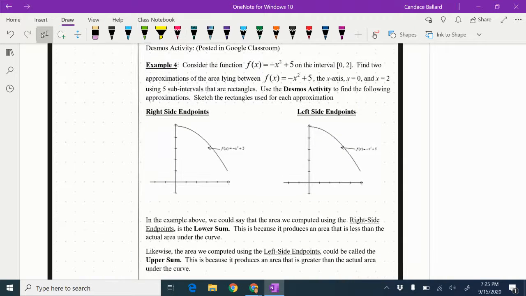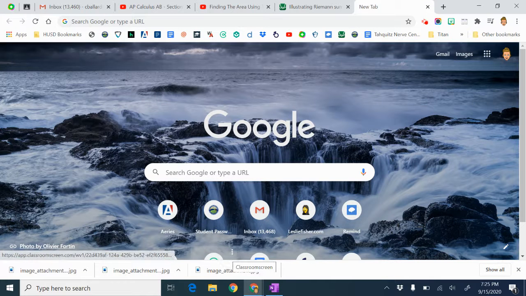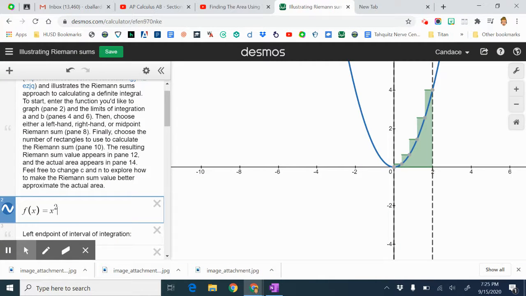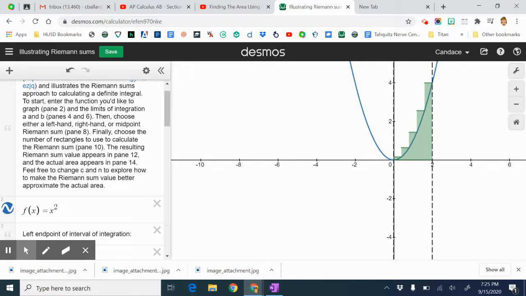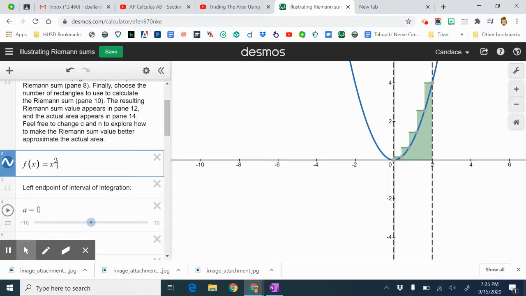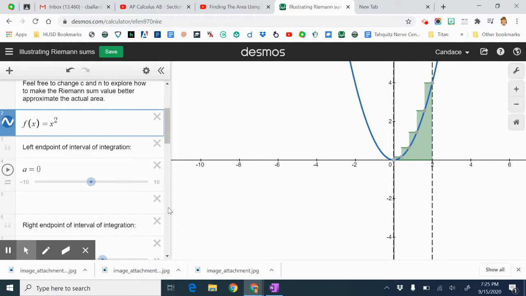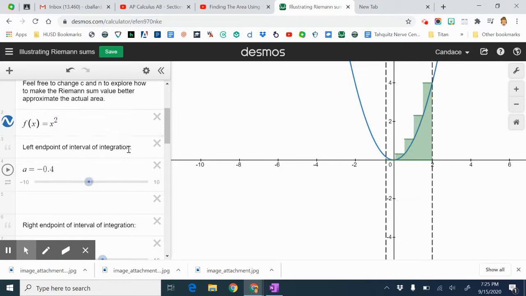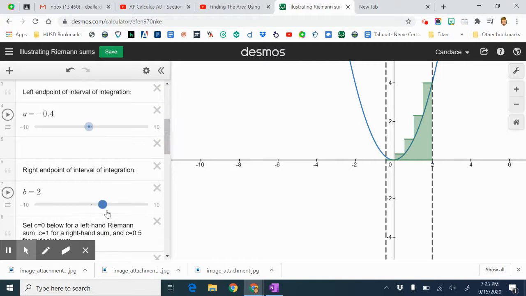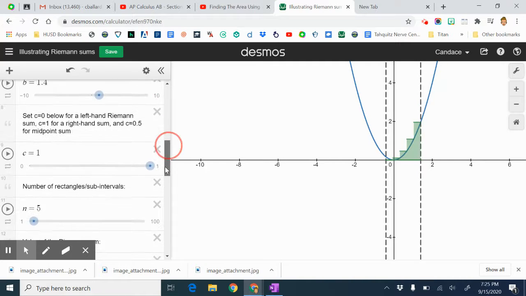Okay, so we're going to do the best we can to put this into Desmos here. I'm giving you this file, okay? And you'll notice in this file, it already is doing the Riemann sums for us. We can redo our function on that line. We can decide where our left endpoint is starting, and where our right endpoint is starting. If you read the instructions, let's set C equal to 0 for left, C equal to 1 for right, and C equal to 0.5 for midpoint.